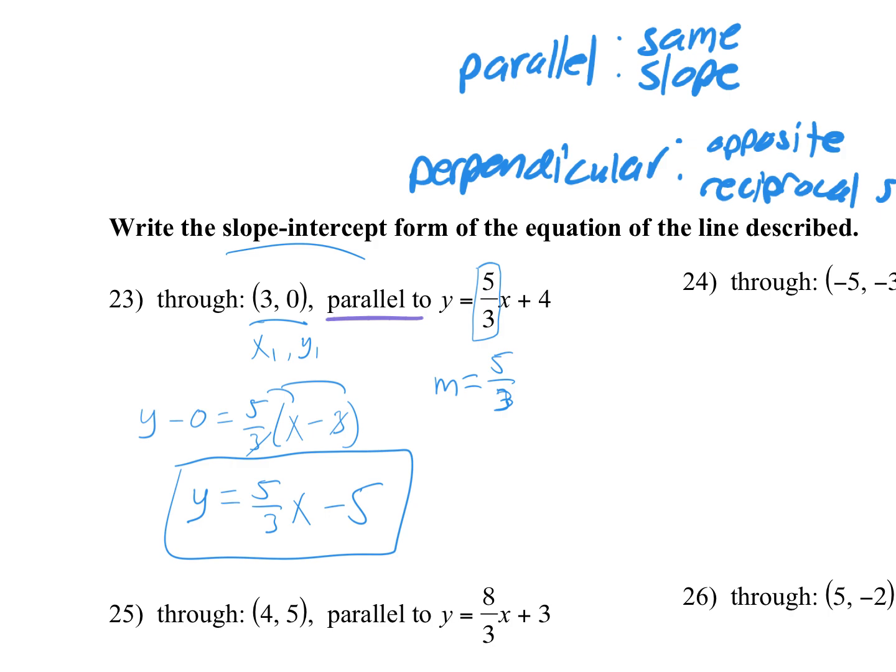If you're not comfortable with that, just write it as 3/1 and multiply straight across, and then simplify. All right, so that's writing the equation of a line parallel to this one.